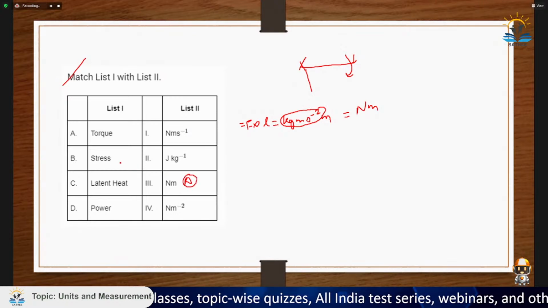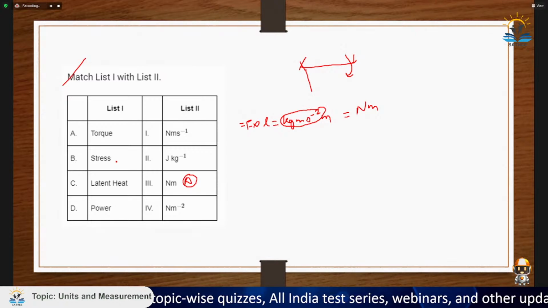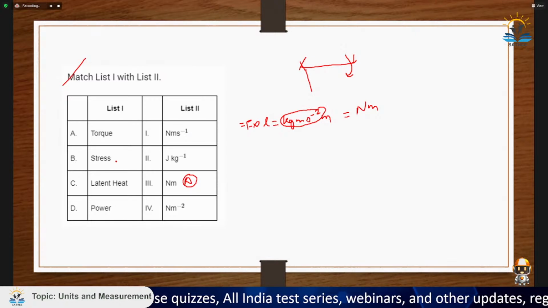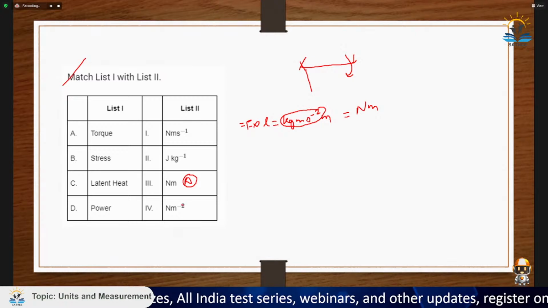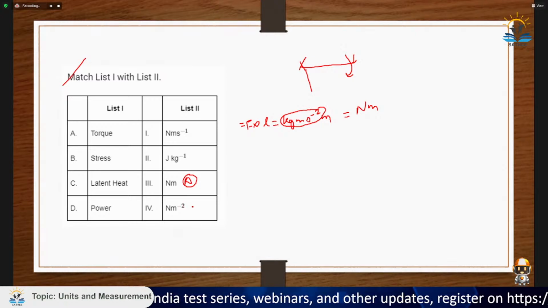Then stress is what? Stress is force upon area. Again, force is in newtons and area is meter square. So force upon area is Newton meter to the power minus 2. So this would be B.